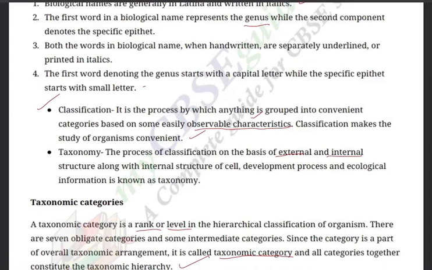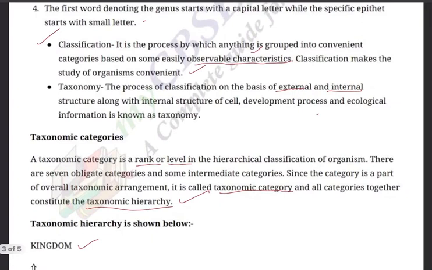And then we go for the classification. It is a process by which anything is grouped into convenient categories based on some easily observable characteristics. So classification makes the study of organisms very convenient. And taxonomy is the process of classification on the basis of external and internal structures, along with internal structure of the cell, development process, and ecological information. And the taxonomical categories, each rank is called a taxon.